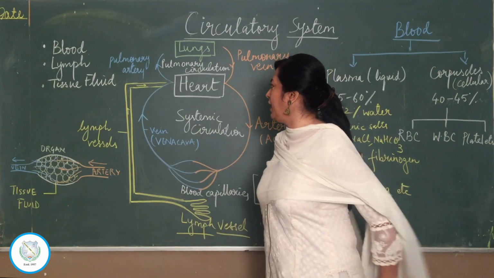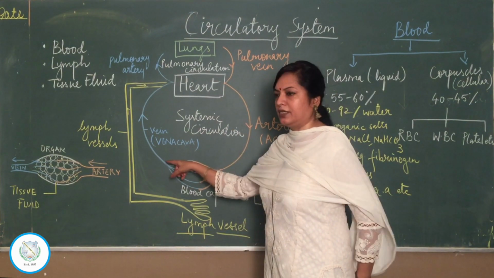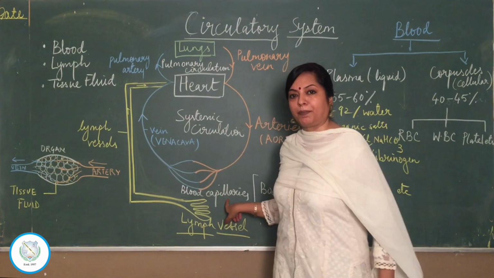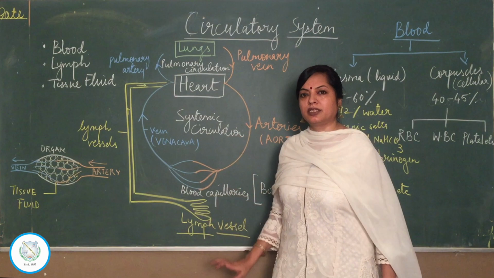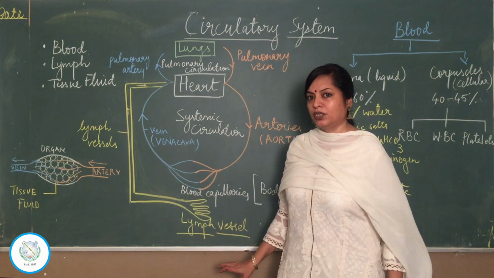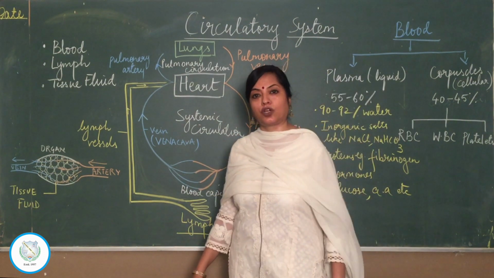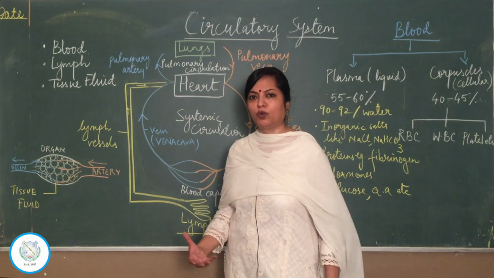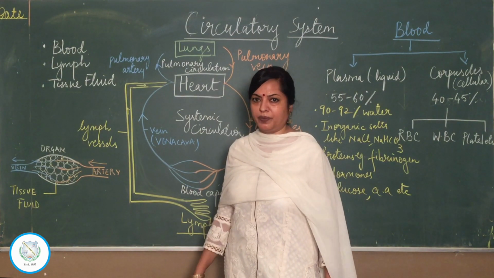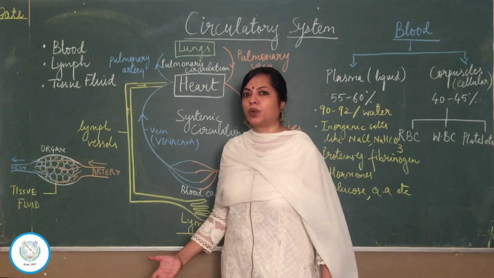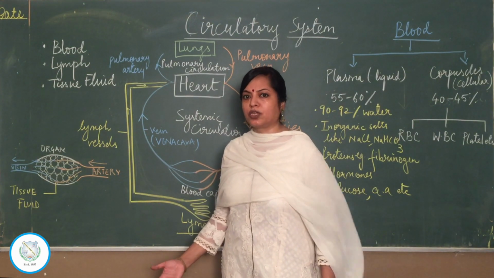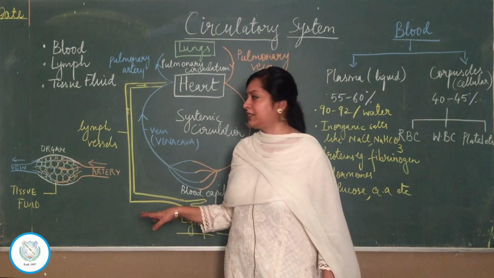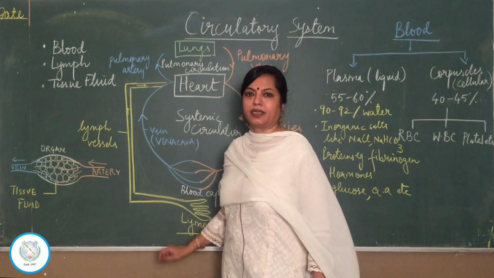Closed because the blood is flowing inside blood vessels. I told you three kinds of blood vessels are there: arteries, veins and capillaries, and all these blood vessels are intact. They are closed. That is why human circulation is called closed circulation. Unlike the circulation in insects where blood flows in open spaces, no intact blood vessels are there. So if for 1 mark you are asked why is human circulation called closed circulation, you will say because blood flows through intact blood vessels, that is arteries, veins and capillaries.